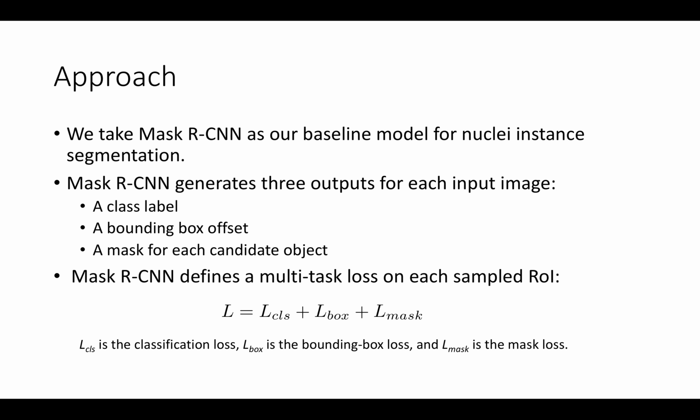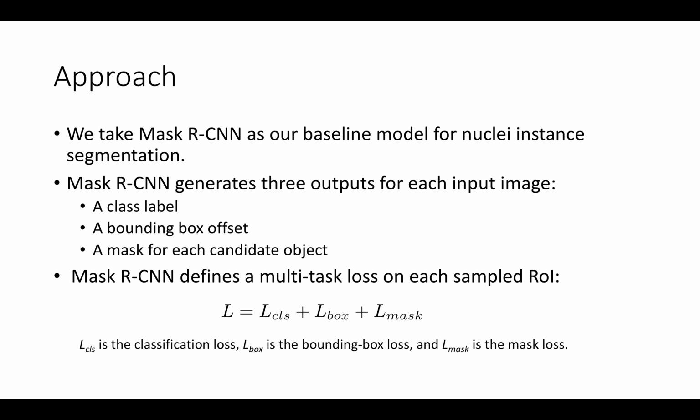The approach we take here is to use Mask RCNN as our baseline model and further incorporate some data augmentation techniques to improve the performance. The Mask RCNN will generate 3 outputs for each input image: a class label, a bounding box offset, and a mask for each candidate object.